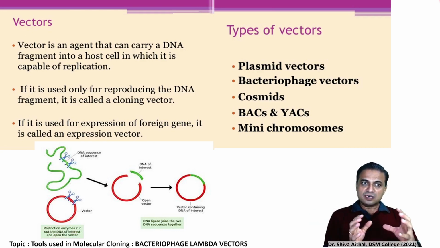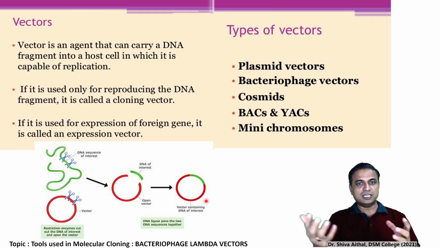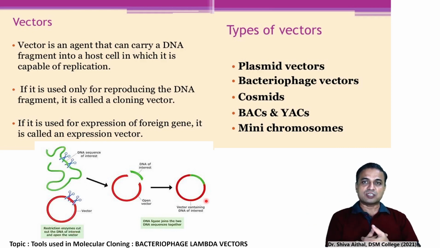If such a DNA and vector combination, and the vector is used only for reproducing the DNA, we call it a cloning vector. Like this, only the purpose of this vector is to replicate the gene of interest, it is a cloning vector. But if it is used to express the gene itself within the host, then it is called an expression vector.